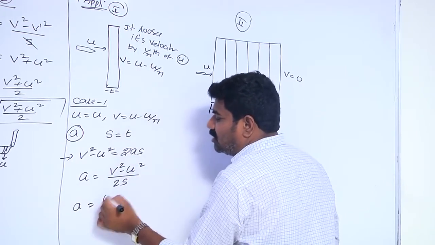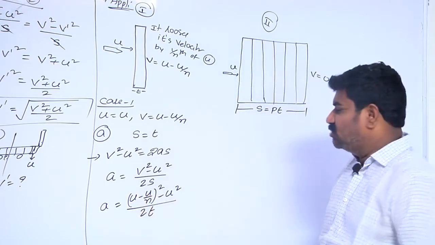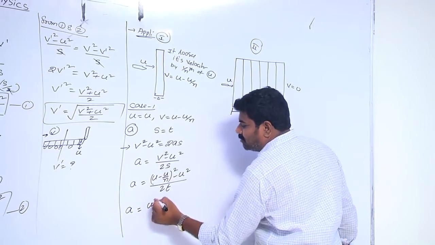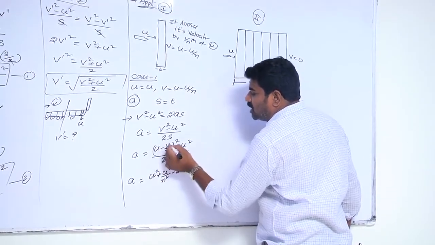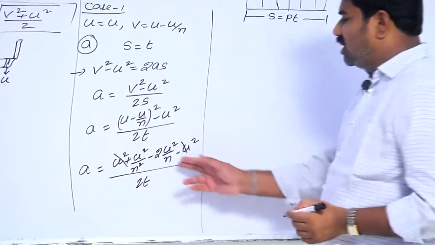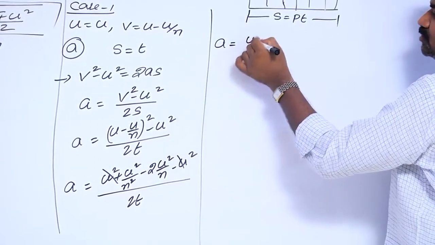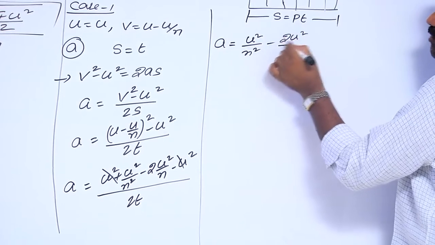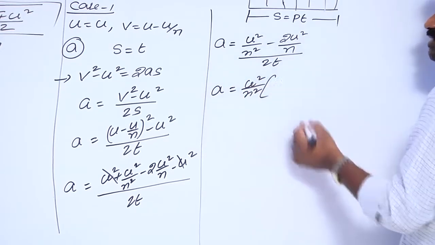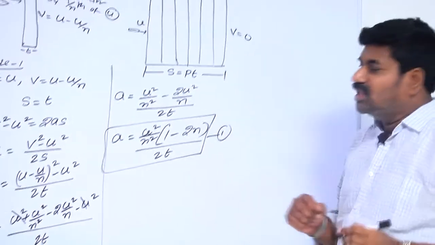a is equal to u minus u by n whole square minus u square by 2t. Here we have a minus b whole square, which is a square plus b square minus 2ab, so u square by n square minus 2u square by n, minus u square, divided by 2t. The u square terms cancel, so acceleration is u square by n square times 1 minus 2n, by 2t. This is equation number 1, for case 1.